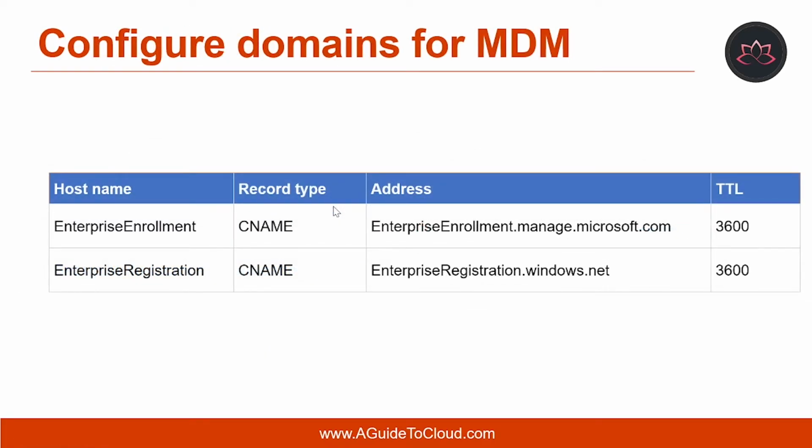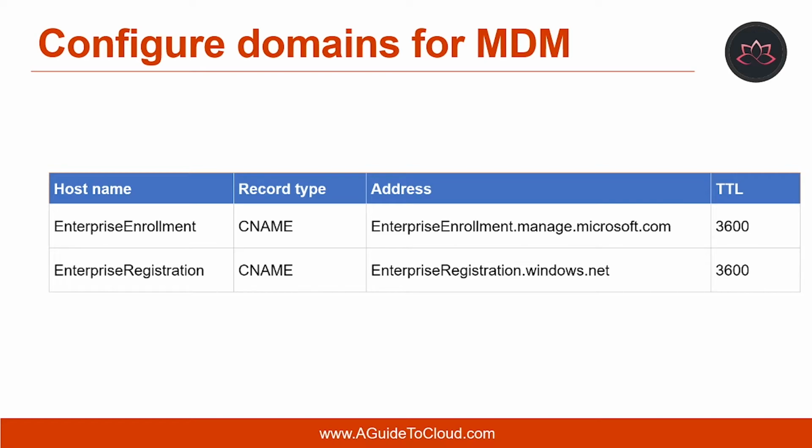So how can you configure domains for MDM? If you want to enable users to enroll their Windows 10 devices to MDM by using auto discovery, you must configure the domain by adding a DNS record to the domain DNS zone. If you don't perform this step, auto discovery will not be configured. So in this case, users will still be able to enroll devices to MDM, but they will need to manually provide the address of the enrollment server.